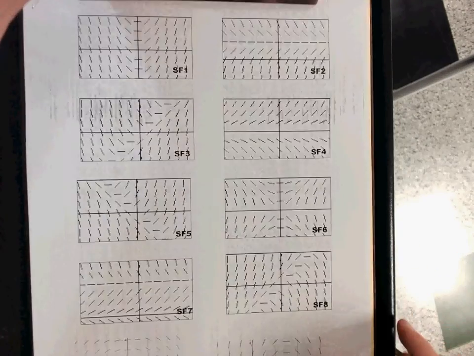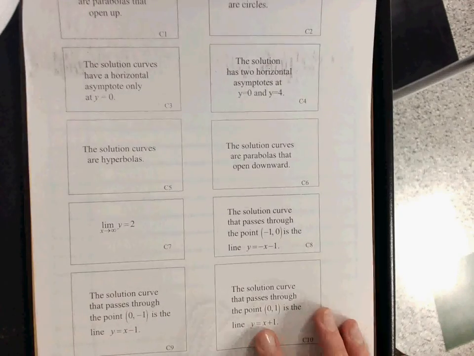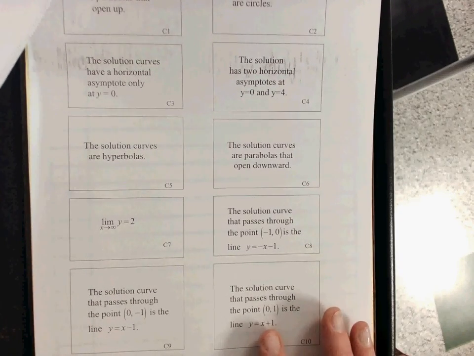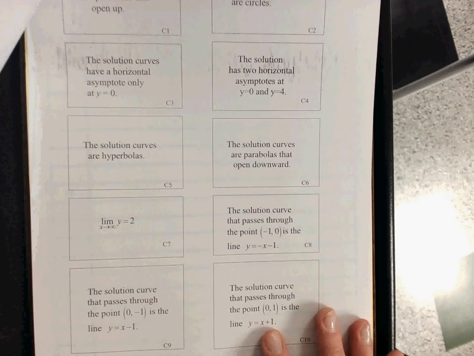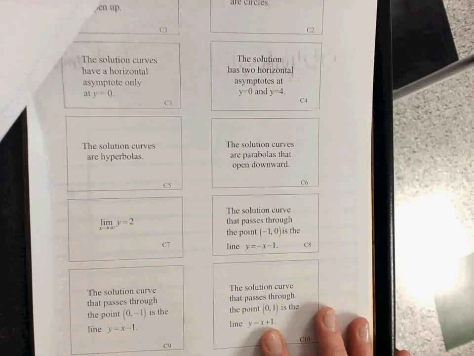After you do that, look at the second page. You have a bunch of lovely conclusions. You are then going to match the conclusions with the slope fields. Each conclusion goes with one graph.